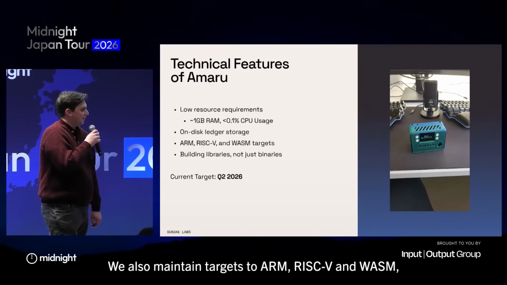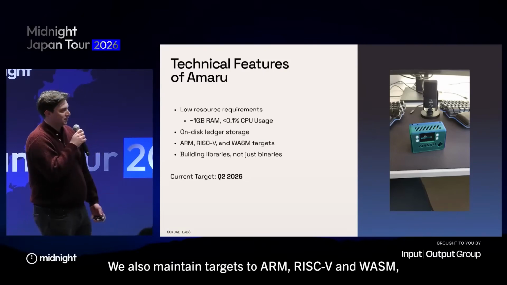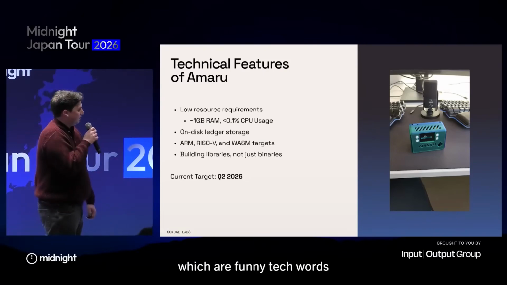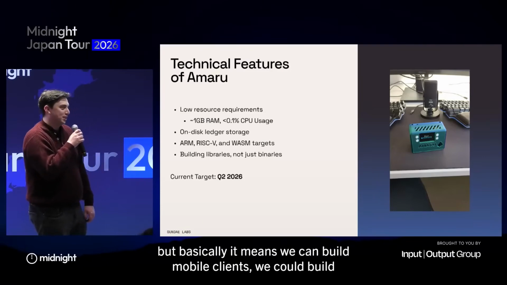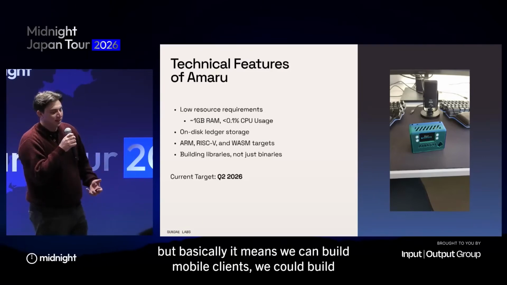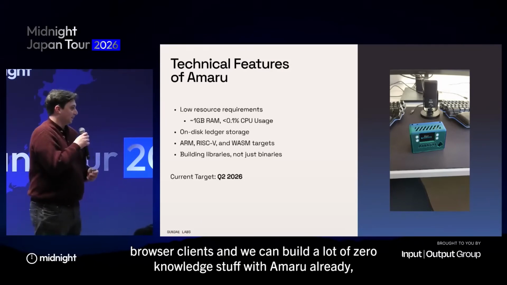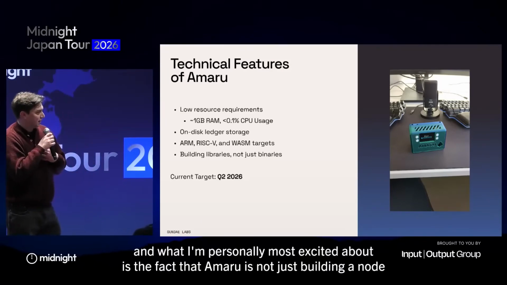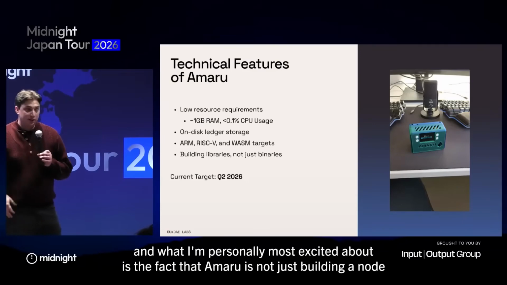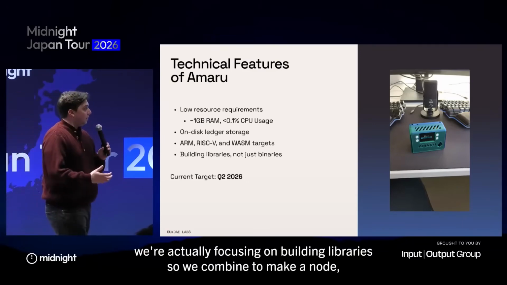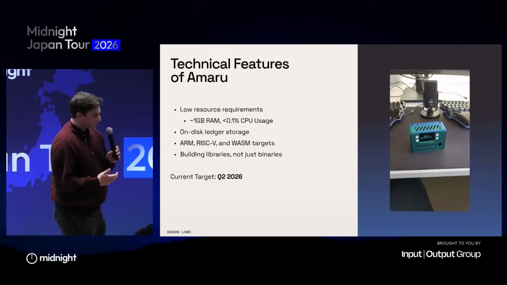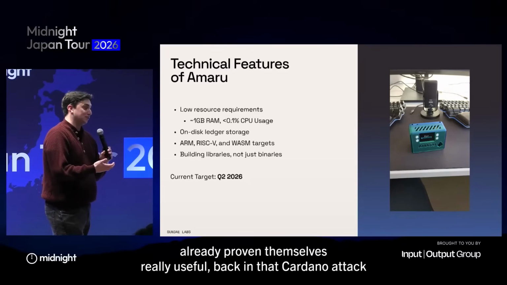We also maintain targets to ARM, RISC-V, and WASM, which are funny tech words, but basically it means we can build mobile clients, we could build browser clients, and we can build a lot of zero-knowledge stuff with Amaru already. And what I'm personally most excited about is the fact that Amaru is not just building a node. We're actually focusing on building libraries that we combine to make a node. And those libraries have already proven themselves really useful.